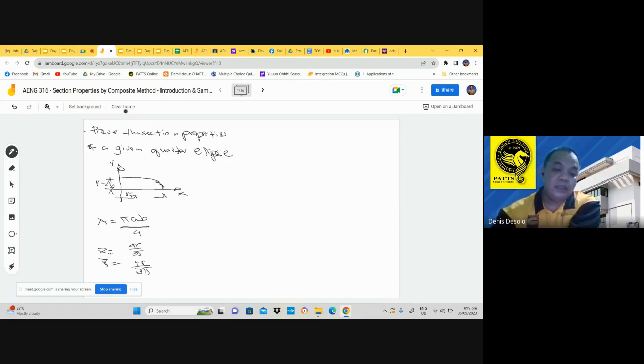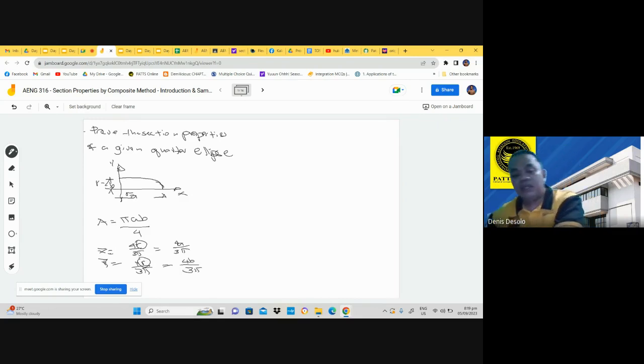So basically, in the x bar, we replace r by a. It's now 4a over 3 pi. For y bar, we replace r by b, 4b over 3 pi. The same line of reasoning will be used if we try to prove the axis of x and axis of y, but I will allow you to do that. You just follow what you did in the circle. Of course, we need to make use of the transfer formula.